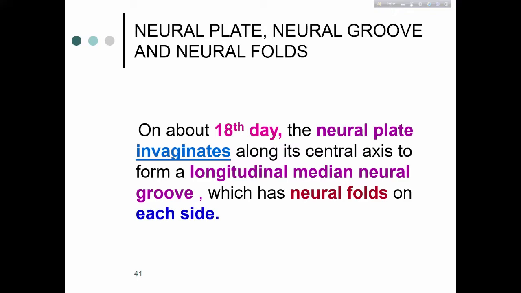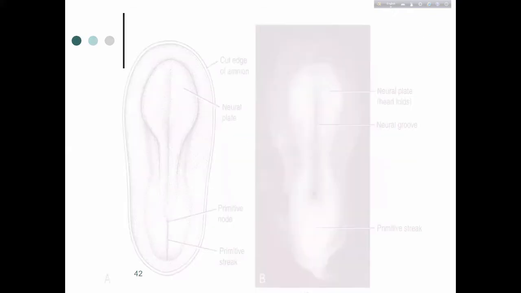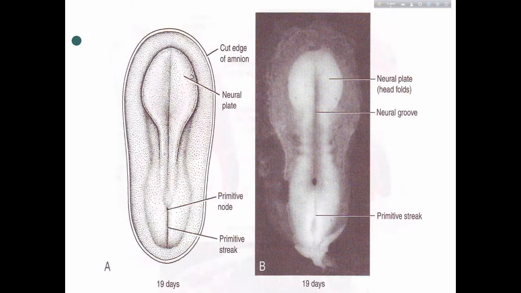Invagination means goes inward, I told you. So the neural plate invaginates along its central axis to form a longitudinal median neural groove, which has neural folds on each side. Let us see the figure here. So when the neural plate enlarges, there appears a groove here. The neuroectodermal cells go inward, invaginate to form a neural groove along the central axis, and the edges of the neural plate thicken to form neural folds.